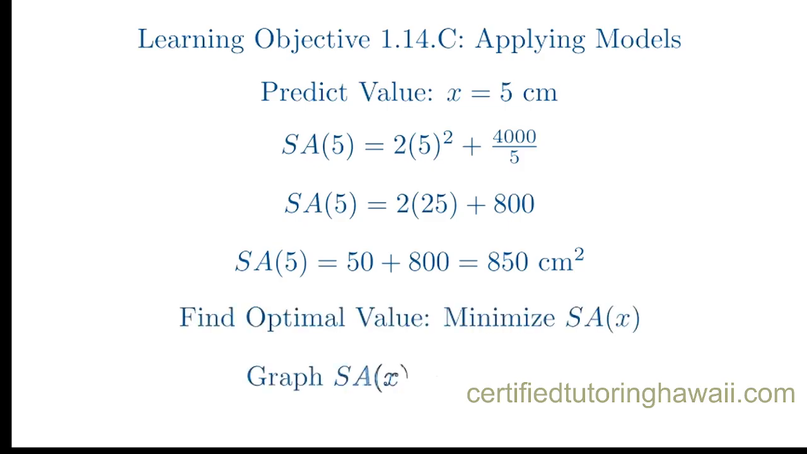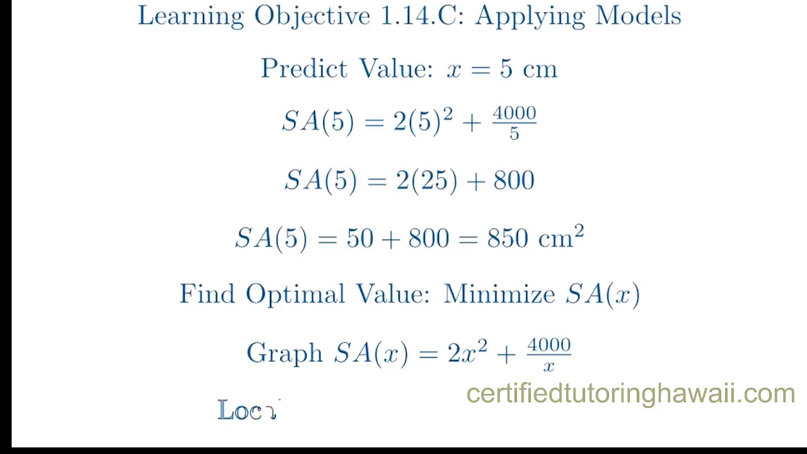Using a graphing calculator, we can graph our surface area function and find the local minimum. It turns out the minimum occurs at x equals the cube root of 1,000, which is 10 centimeters. So a 10 by 10 by 10 cube would minimize the surface area for that volume.